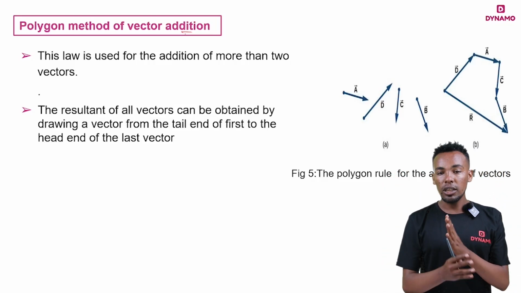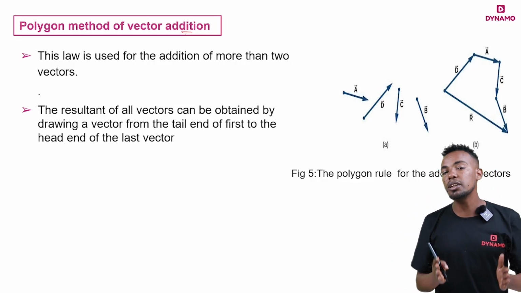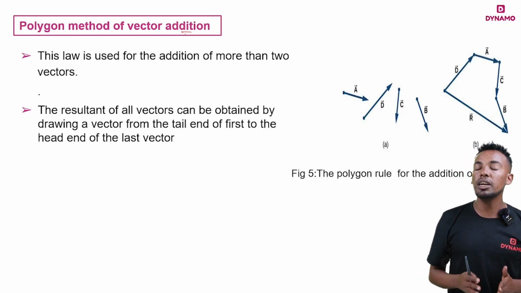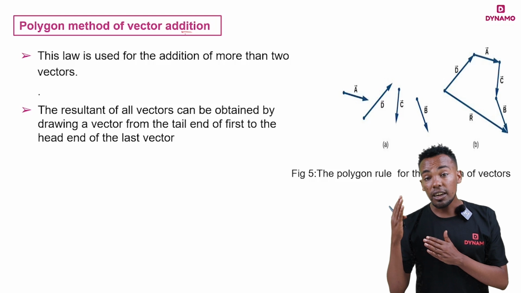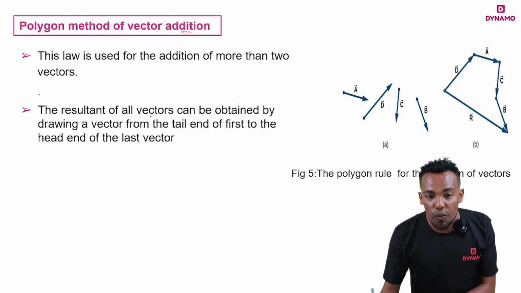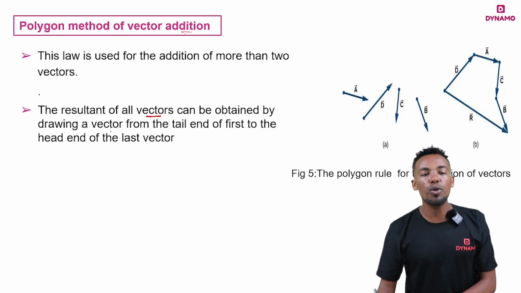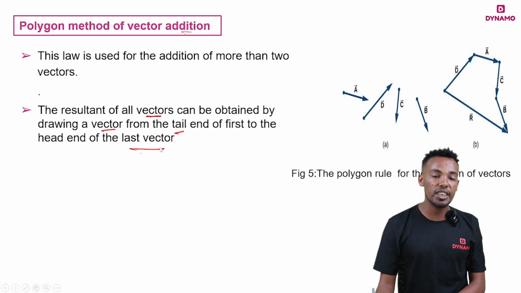The difference is only that there are more than two vectors. The similarity of the polygon method and the triangle method is that both use head to tail vector connection. So the resultant of all vectors can be obtained by drawing the vector from the tail end of the first to the head of the last vector.